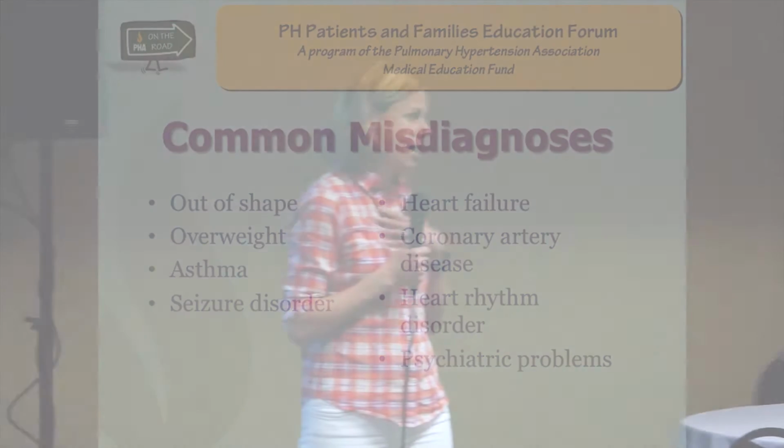So common misdiagnoses, like I said, are out of shape, overweight, asthma, seizure disorder, particularly for people who are passing out. I have personally seen a couple of people be told that they had seizures. Heart failure, coronary artery disease because of the chest pain and the palpitations that people have. Heart rhythm disorders, and really tragically, psychiatric problems because people sometimes think that they're just making these complaints up.